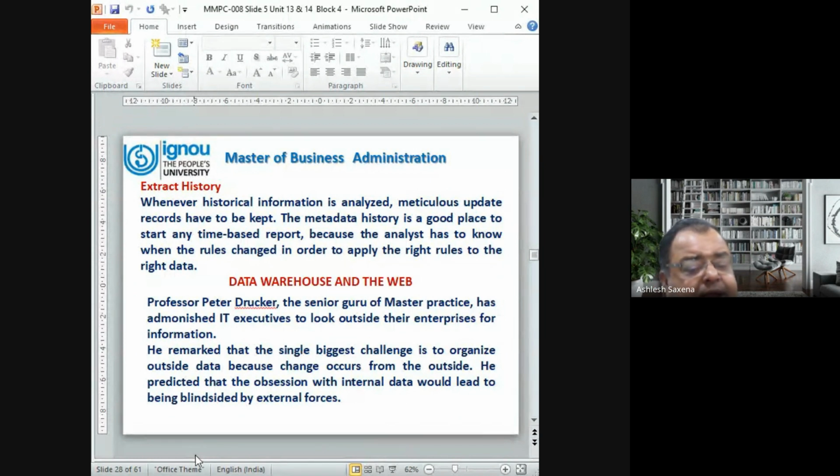Data warehouse and the web. Professor Peter Drucker, the senior guru of management practice, has admonished IT executives to look outside their enterprise for information. He remarked that the single biggest challenge is to organize outside data because change occurs from the outside. He predicted that the obsession with internal data would lead to being blindsided by external forces.